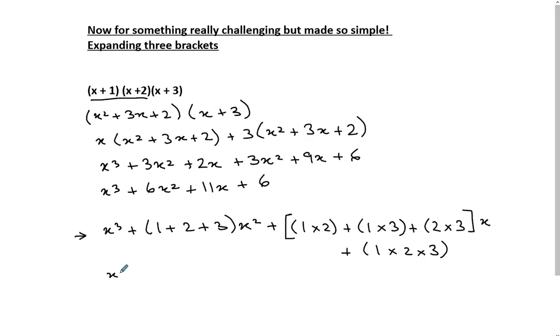So you're going to get x cubed, and then 1 plus 2 plus 3 is 6. So you've got plus 6x squared. And then 1 times 2 is 2, and 1 times 3 is 3, and 2 times 3 is 6. And if you add them together, 2 plus 3 is 5, plus 6 is 11. So you get your 11x. And then 1 times 2 times 3 is 6. And you get your plus 6. And you can see they actually agree.